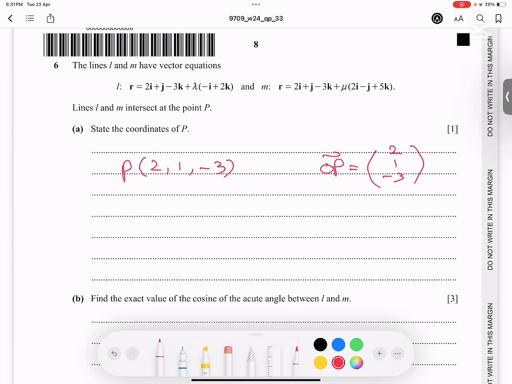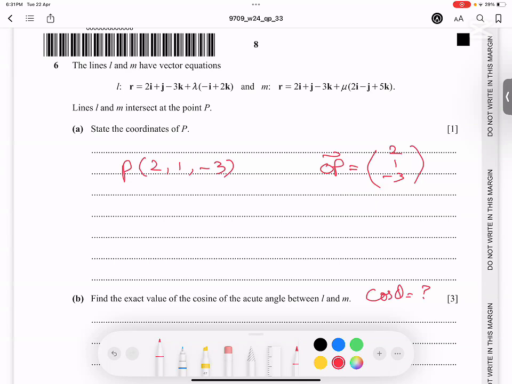Find the exact value of the cosine of the acute angle between L and M. So actually he is asking to make cos theta the subject. Repeat again: exact value of the cosine of the angle between L and M. So it's not asked for the angle, we are asked for cos theta.